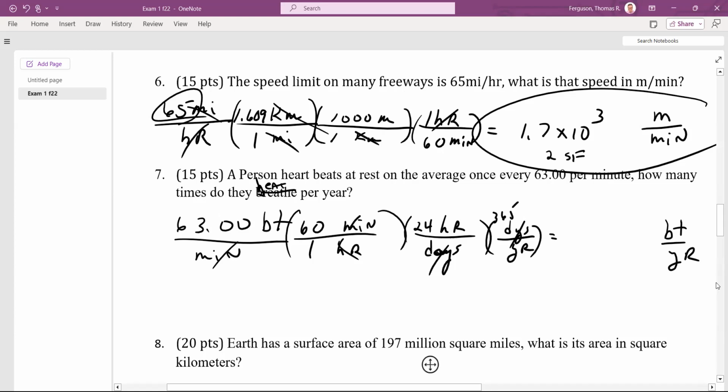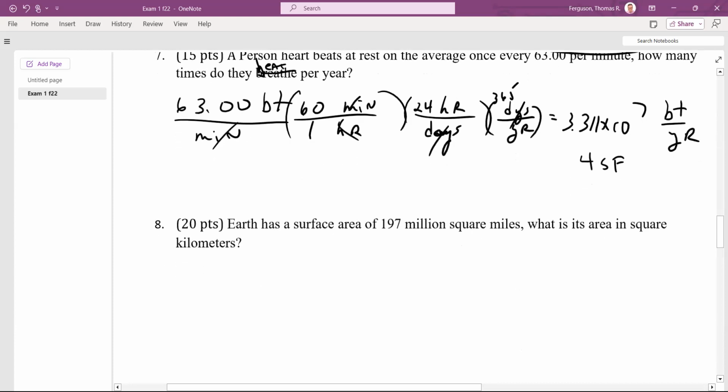How many sig figs is our answer going to have? 4. All these others are all by definition. So 63.00, the zeros count because there's a decimal point. So the answer is going to be, no, I just did it for clarification. You can put it there if you want. It doesn't matter.